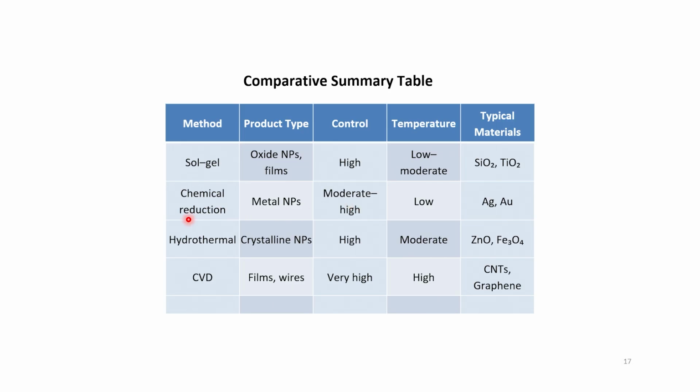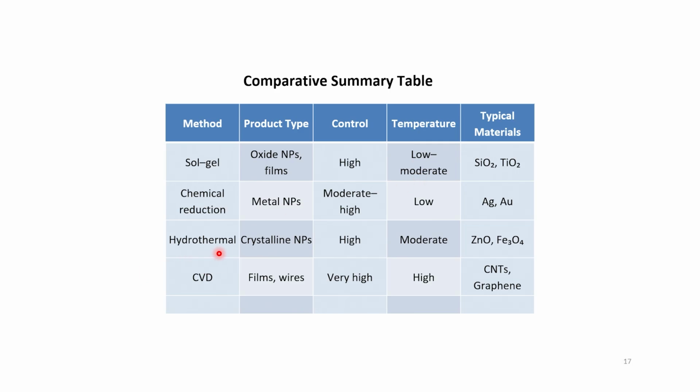So control level in this method is high. You can control synthesis and properties of the materials that you are synthesizing with chemical reduction. Then the temperature used is low, not exactly low, you are heating that, but low means comparatively low, because we are dealing with very high temperatures also in thermal methods and in physical methods. So compared to that, low temperature is required. Then typical materials are silver and gold nanoparticles, that I will be discussing in detail.